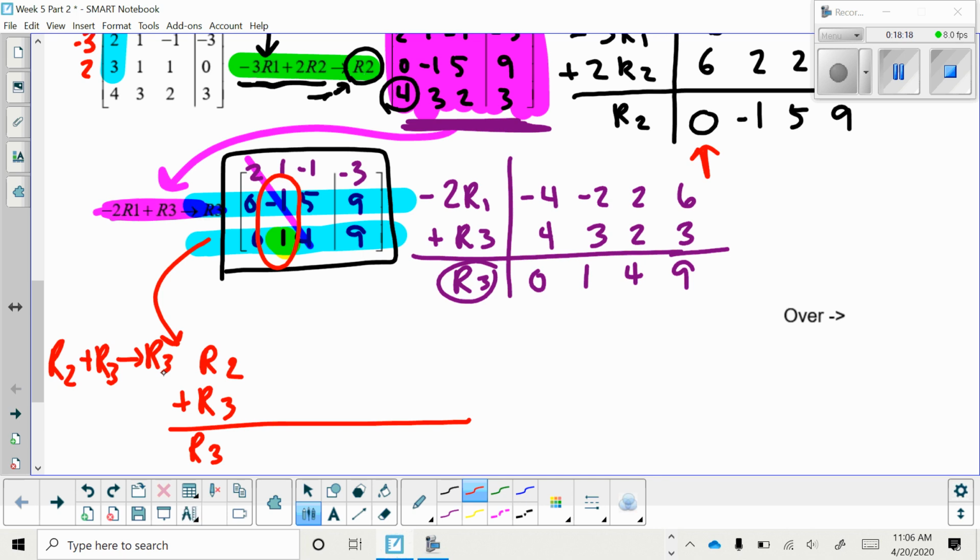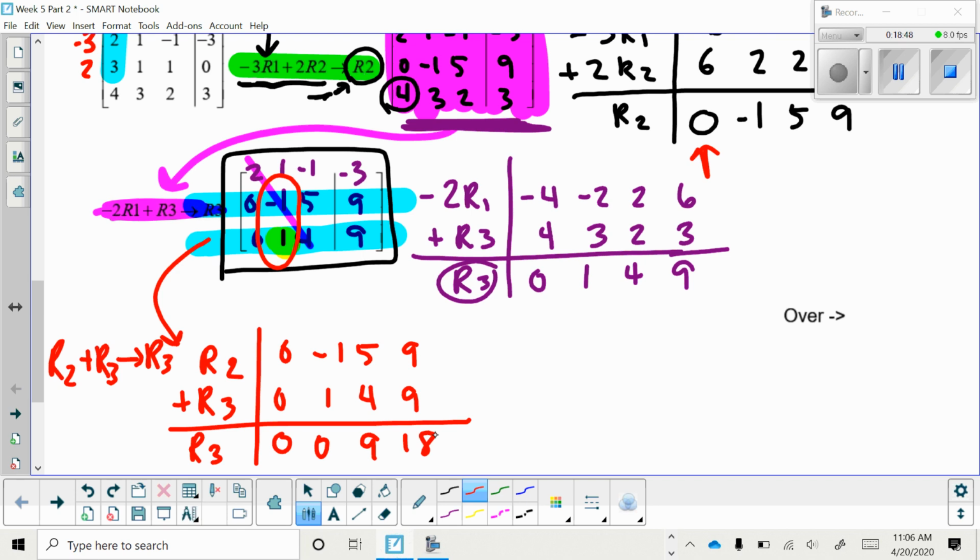Okay. So row 2 is 0, -1, 5, and 9. Row 3 is 0, 1, 4, 9. Add. See how the ones on the left, the x values were already zeros? That's so good. Because what happens when you add zeros? Does anything change? No, it's still 0, which is what we want when we're trying to get it in triangular form. -1 plus 1 is 0, and then we have 9 here and 18 here.